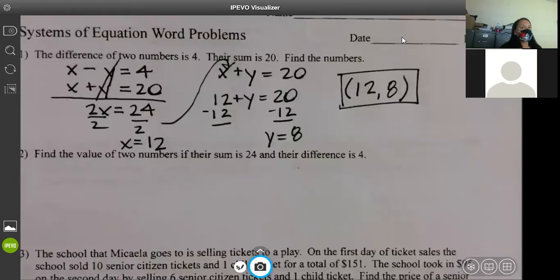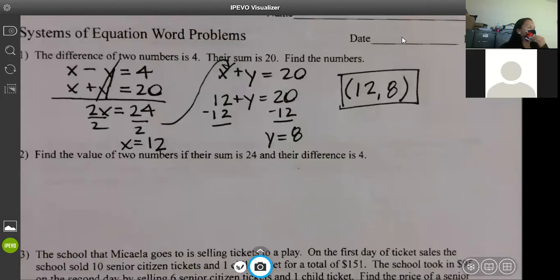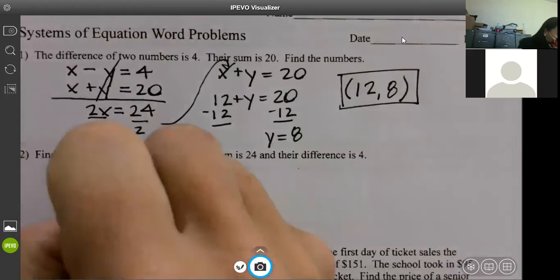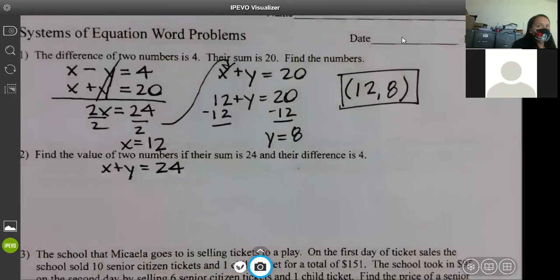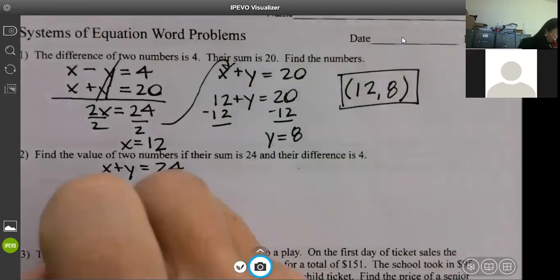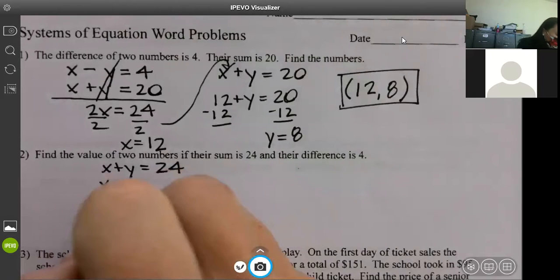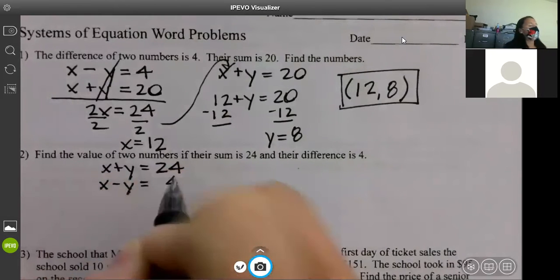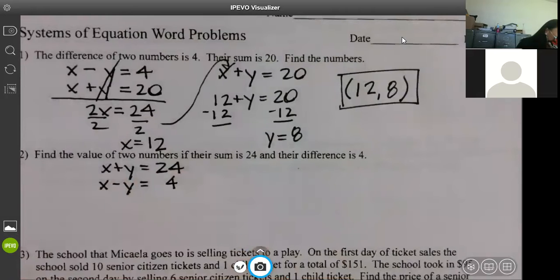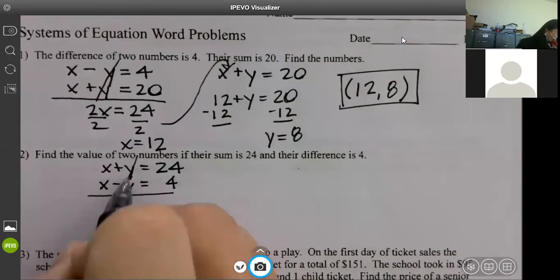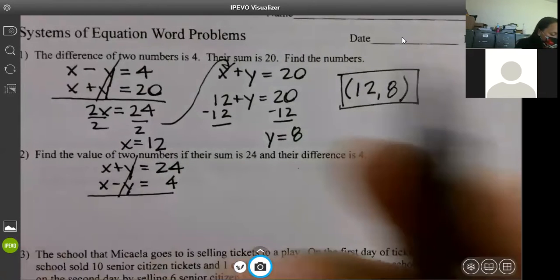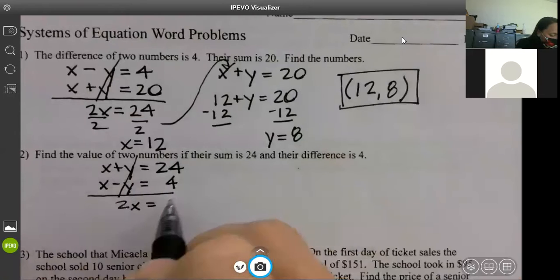So this one is exactly the same. Find the value of two numbers if their sum is 24. So we'll start there. How do I write their sum is 24? And their difference is 4. x minus y is 4. And it almost looks the same as the other one, but it's equal to 24 instead of 20. Your y's will go ahead and cancel out. What is x plus x? 24 plus 4.